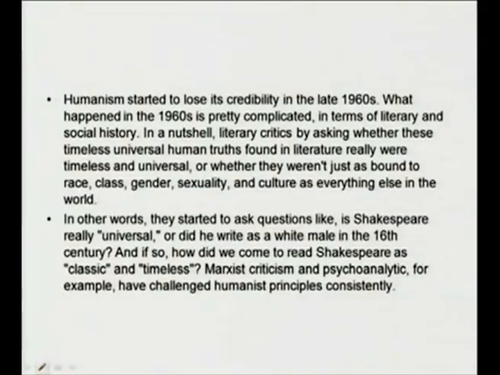What happened in the 1960s is pretty complicated in terms of literary and social history. In a nutshell, literary critics, by asking whether these timeless universal human truths found in literature really were timeless and universal, became skeptical, or wondered whether they were just as bound to race, class, gender, sexuality and culture as everything else in the world.